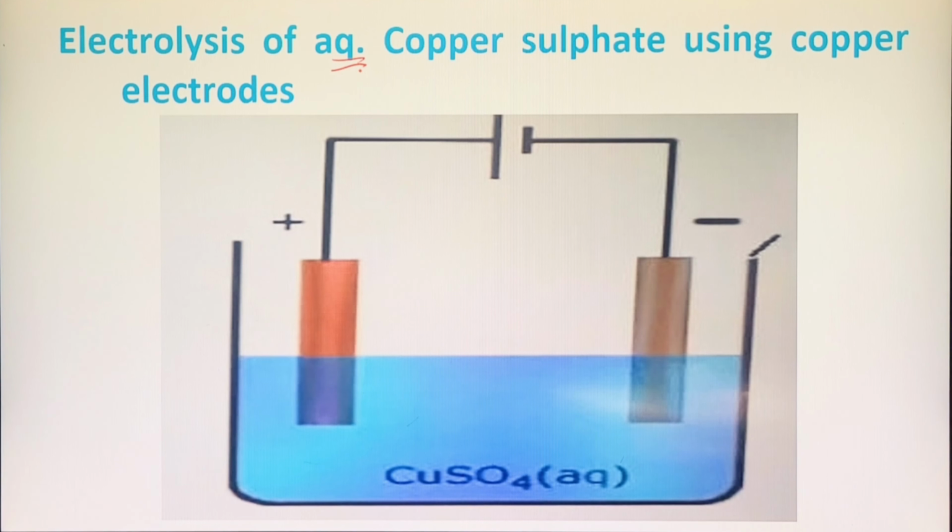Now I have already told you, whenever we are doing electrolysis, we can never do electrolysis in the solid state. We always need to do it either in the solution state, or in the fused or the molten state. So when I get copper sulphate, CuSO4 is usually in the solid state. It's a very beautiful blue color solid. But I cannot do electrolysis on solid copper sulphate.